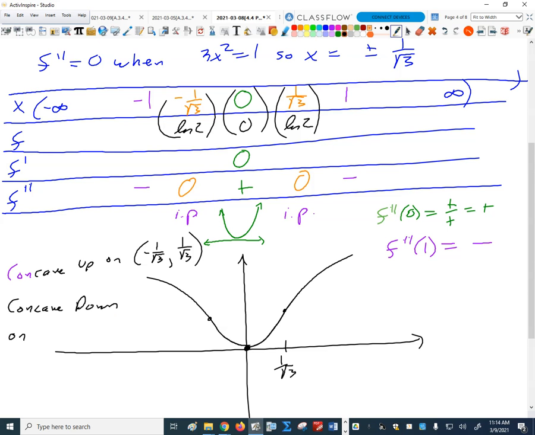So concave down on, for all values of x less than negative 1 over radical 3, or, and I don't know if they tell you to use commas. They probably just use commas, I'm guessing. But if not, you'd just use the union operator for or. There it is.